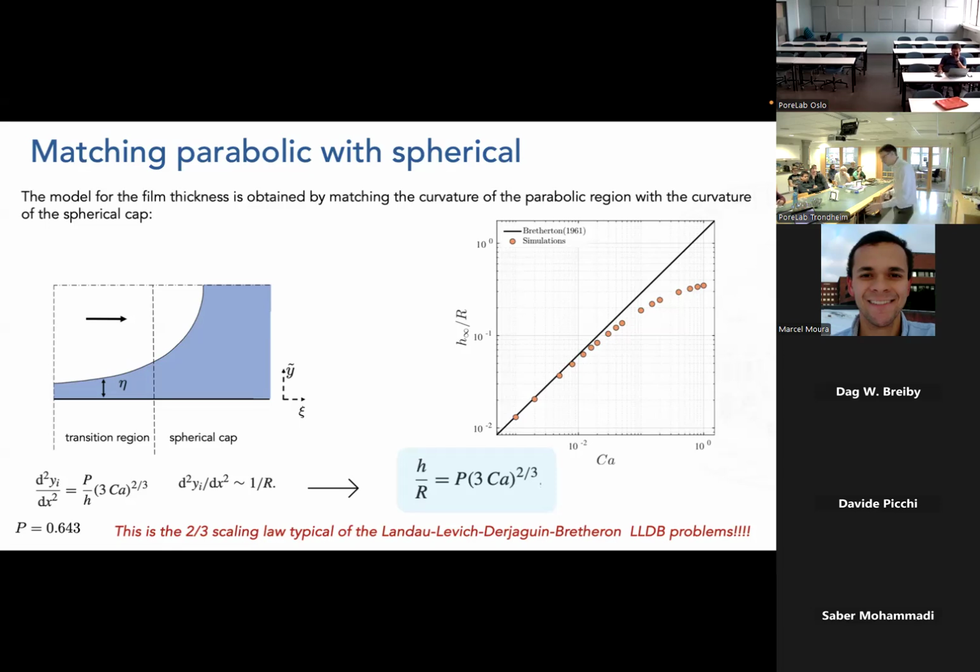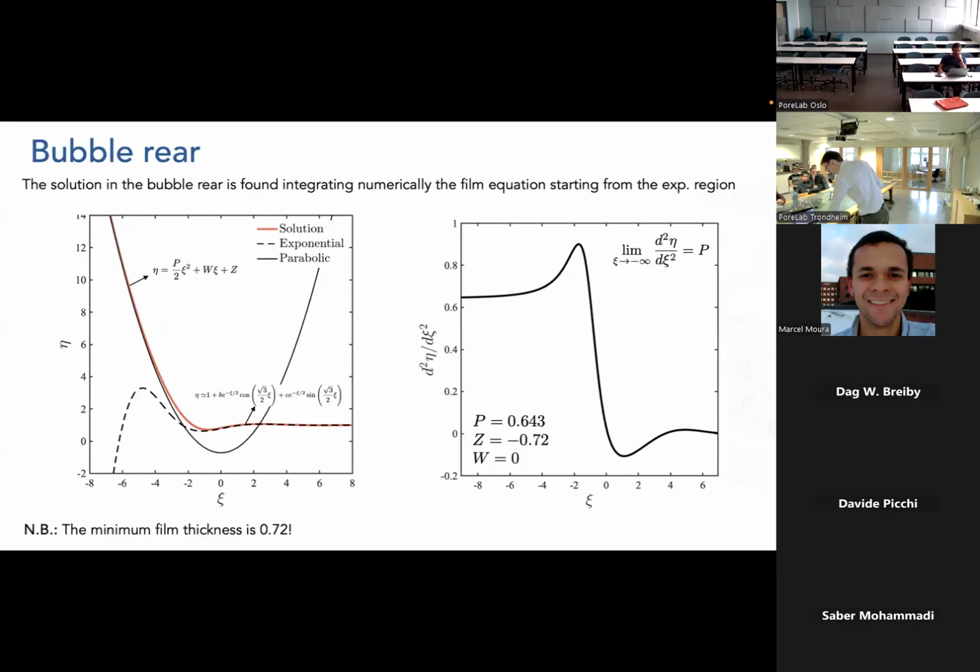Okay, and this was just a brief review of the Bretherton theory, and then you can do the same also in the back. And interestingly, in the back, you see that the profile has this strange and typical oscillation of the profile.